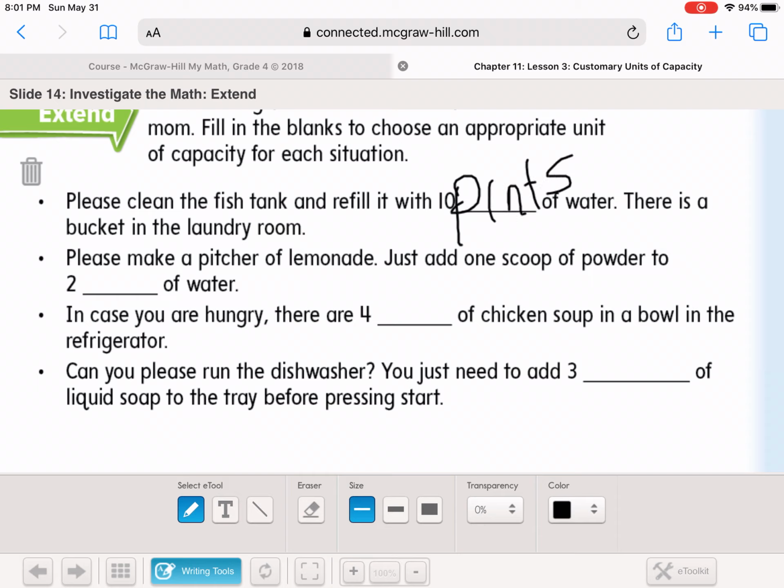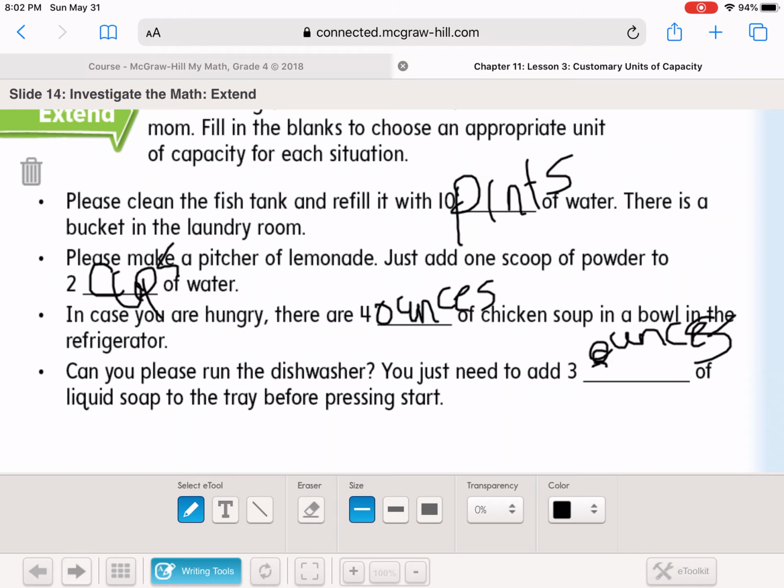We'll see. Please make a pitcher of lemonade. Just add 1 scoop of powder to, probably I would say, 2 cups of water. In case you are hungry, there are 4 blank of chicken soup in the bowl in the refrigerator, so probably ounces. Can you please run the dishwasher? You would need to add 3 ounces. Ounces is the smallest one. Of liquid soap to the tray before pressing start.